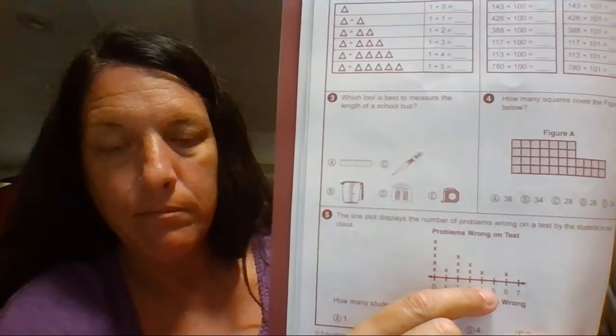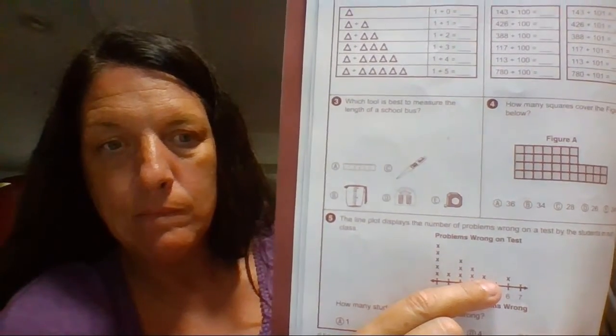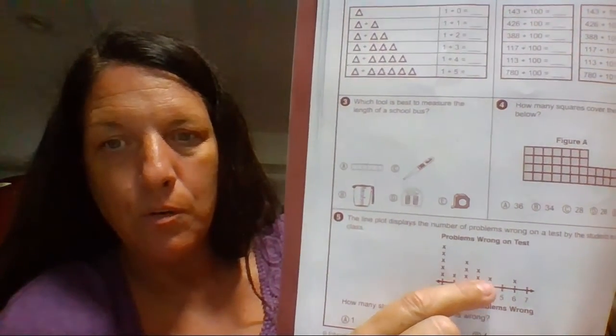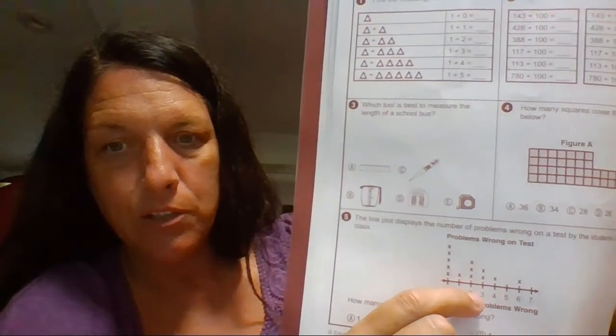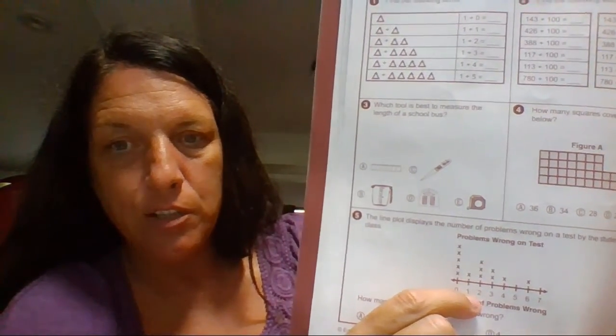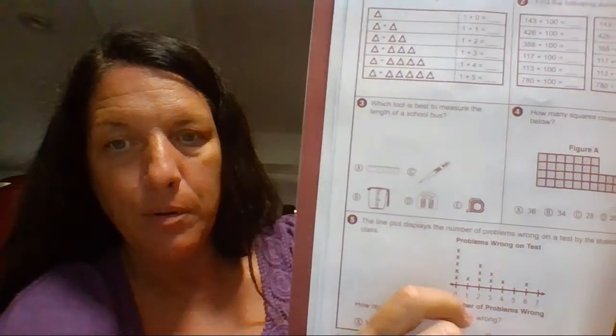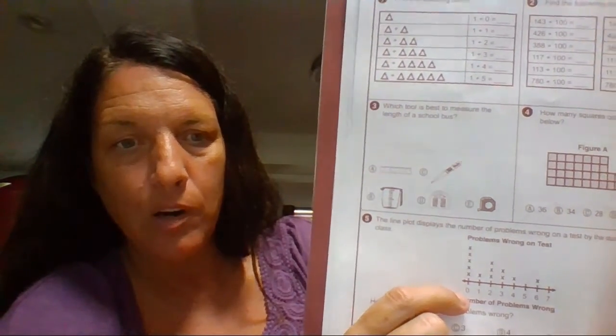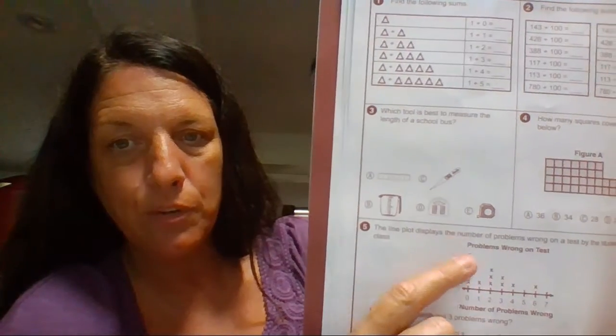5 questions. Nobody. 4 questions. 1 person. 3 questions. 2 people. 2 questions. 1, 2, 3 people. 1 question. 1 person. Look how many got 0 wrong. They got them all right. 1, 2, 3, 4, 5.